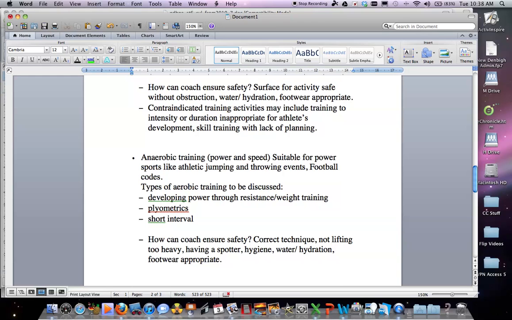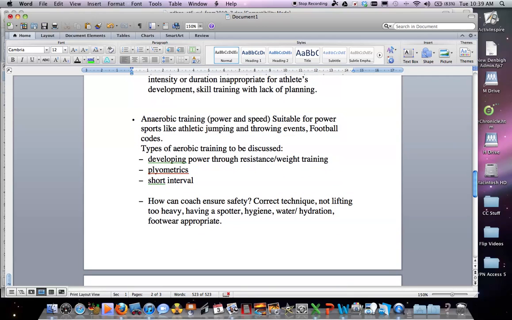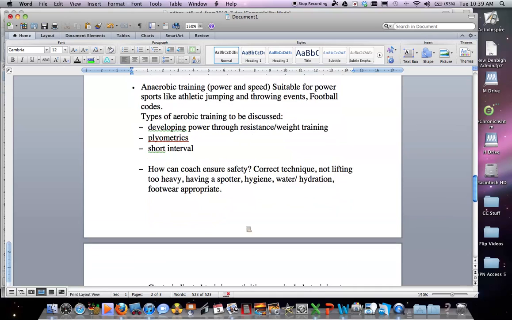Plyometrics, a definition of what plyometrics is, and short interval training. Those three areas need to be discussed as prescribed by the Board of Studies. Again, the safety aspect: how do we make it safe, not lifting too heavy, making sure that if you're in the gym using weights you have a spotter, hygiene, water, hydration, using appropriate footwear.